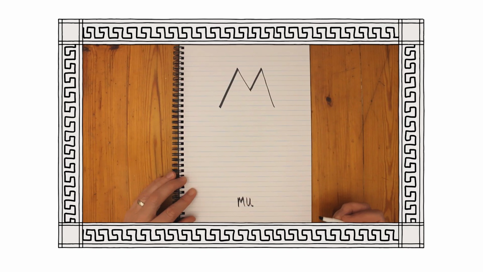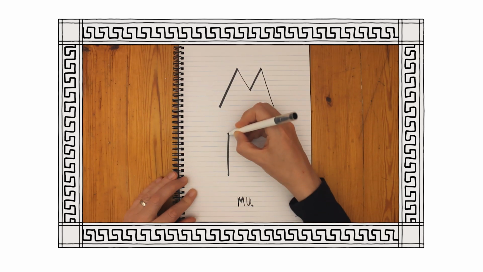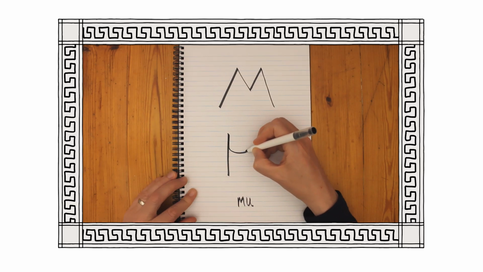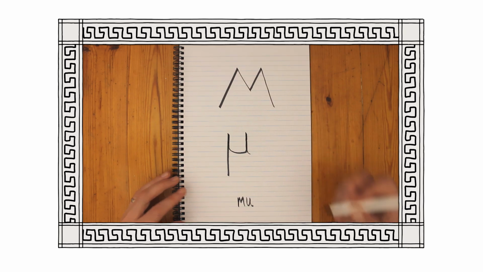For the lowercase mu, start bottom left, draw a vertical line to top left, then down the same line to middle left, across to the right in a horizontal line, then a vertical line up to top right, and add a little flick for a tail.